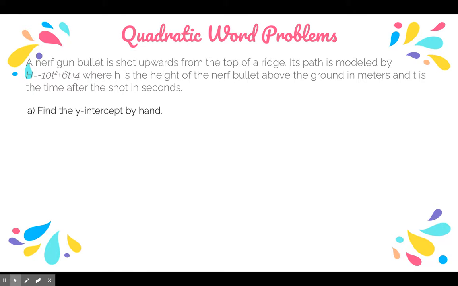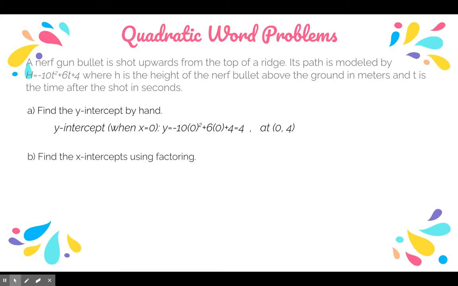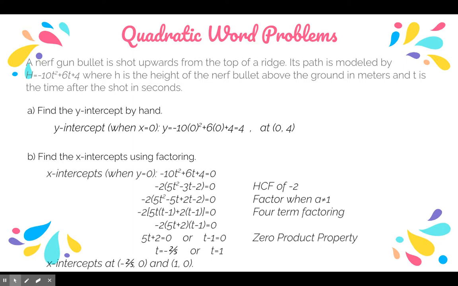We're going to find the y-intercept by hand, so that's when x is equal to 0. Substitute 0 into the equation for x and solve for y, and you'll get 4. When you substitute 0 in for y, you'll get the x-intercepts, and this is where you either want to use the quadratic formula or factoring, or you could even graph it to help you find the x-intercepts.